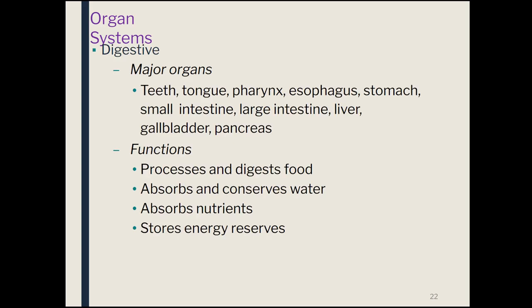Digestive: teeth to chew, our tongue to churn the food prior to swallowing, which is our pharynx, esophagus, the muscular tube that goes down into the stomach, small intestine, large intestine, liver, gallbladder, pancreas. These are all helping to assist in processing and digesting the food, absorbing and conserving water, absorbing nutrients so that we're not deficient, stores energy reserves for future use.